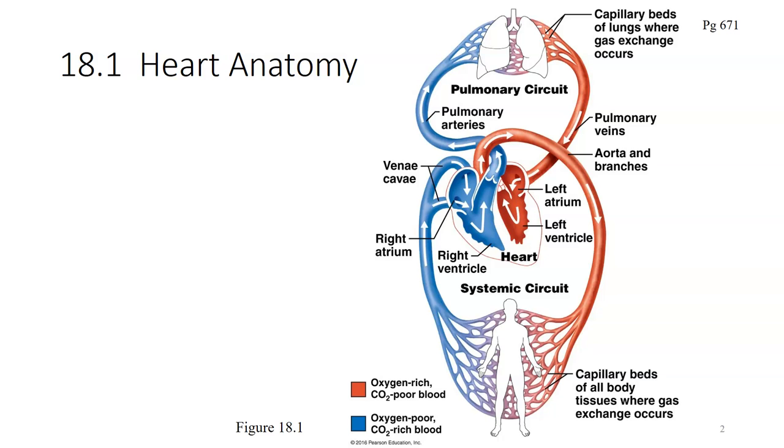The right atrium receives blood returning from the systemic circuit, or from the body. The left atrium receives blood returning from the pulmonary circuit, or from the lungs. The pumping chambers of the heart are the right ventricle and the left ventricle. The right ventricle pumps blood through the pulmonary circuit, or through the lungs, and the left ventricle pumps blood through the systemic circuit, or through the body. The human heart is approximately the size of a closed fist and weighs less than 1 pound.